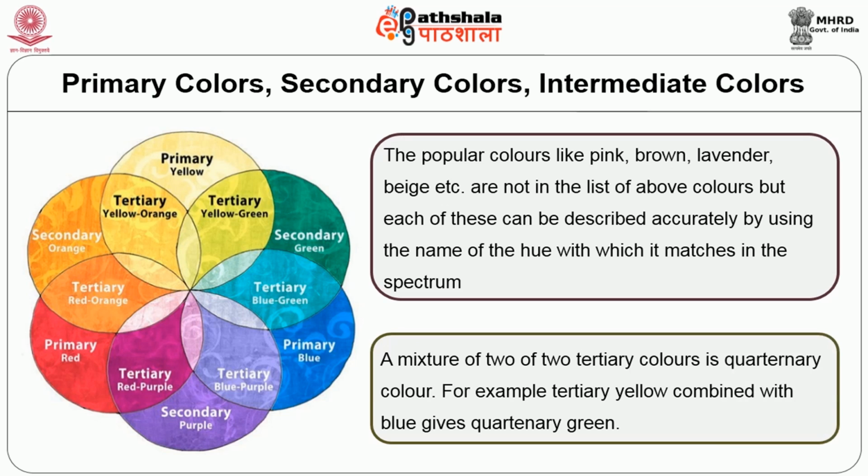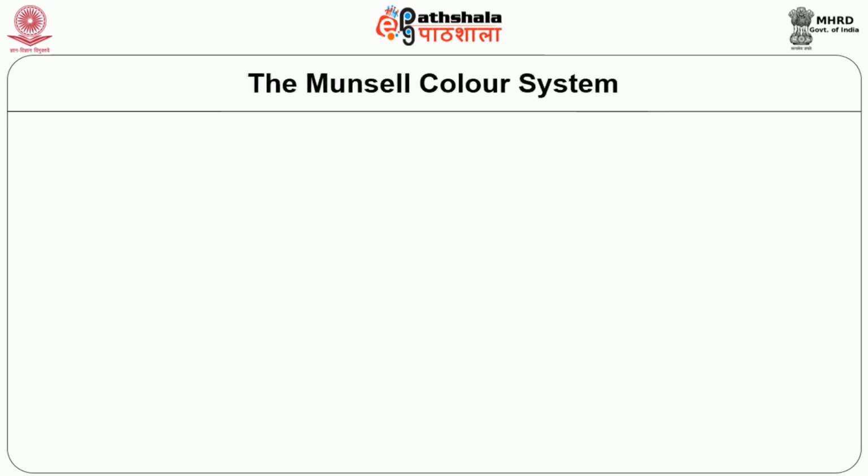A mixture of 2 of tertiary colors is quaternary color. For example, tertiary yellow combined with blue gives quaternary green. Next we will see the Munsell color system.